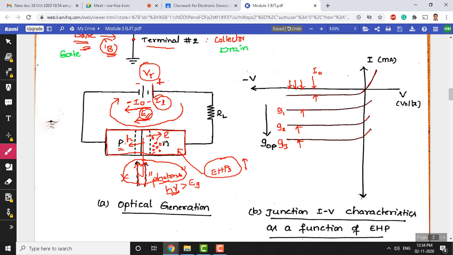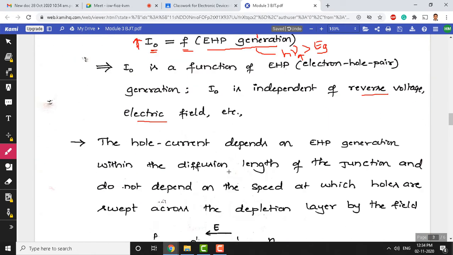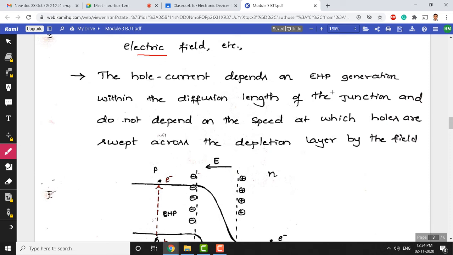What is important is how many electron hole pairs are generated here, that is very important. So, do not worry about the speed at which the electrons or holes in this case are drifted from the N side to the P side. It all depends on the number of electron hole pairs generated. It does not depend on the speed or the electric field or even the voltage we have here. The hole current depends on the electron hole pair generation within the diffusion length of the junction, and it does not depend on the speed at which the holes are swept across the depletion layer of the field.